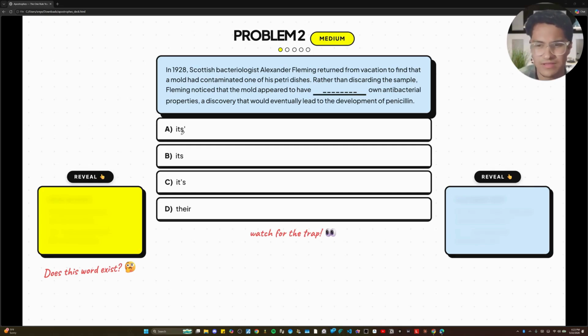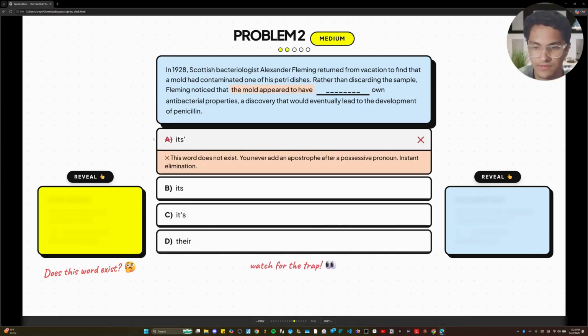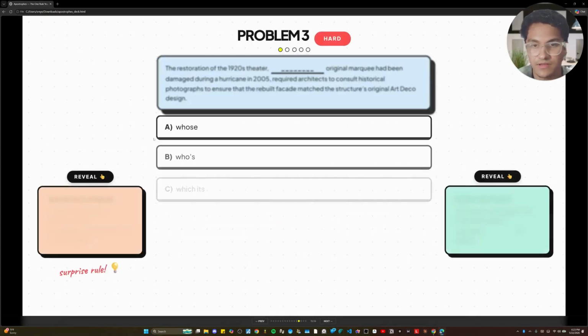So A, you can never have this case where you have the word and then the apostrophe, so that's already outright wrong. Here, everything is singular, so we know D is also going to be wrong. And by running the swap test, we already found out that C is wrong, so B is going to be the correct answer. Here's a quick summary of the solution.